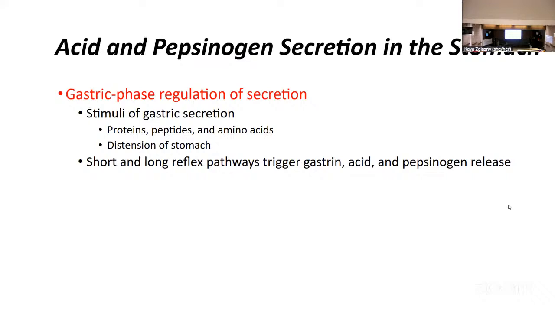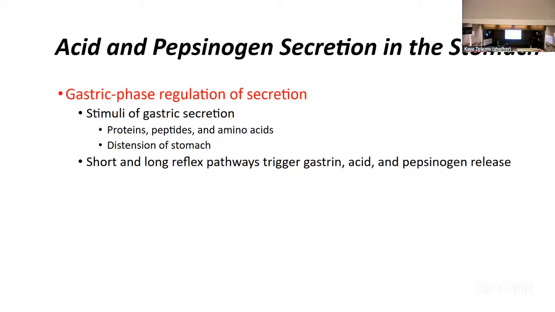But it's not just cephalic phase control that's happening when we're thinking about the stomach. When we're thinking about salivary centers, mostly that's just going to be stimuli coming from your head. But now that we're down in the stomach, we're going to actually be thinking about some gastric phase control, so some actional signals coming from the stomach itself.